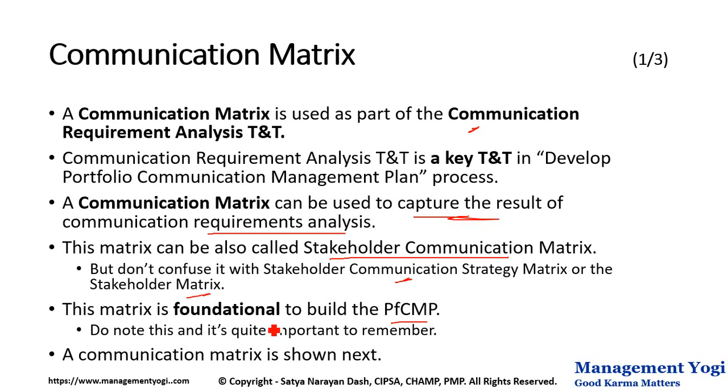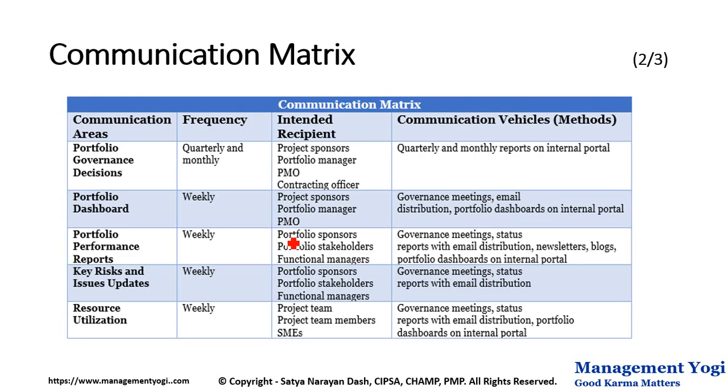A communication matrix is shown next. So this is a communication matrix and it is another table. In one column we have the communication areas, next one we have frequency, third one we have intended recipients, fourth one we have communication vehicles or methods. So these are the communication areas. Portfolio governance decisions. Frequency should be quarterly and monthly. Intended recipients: project sponsors, portfolio manager, PMO, contracting officer. Communication vehicles: quarterly and monthly reports on internet portal or internal portal.